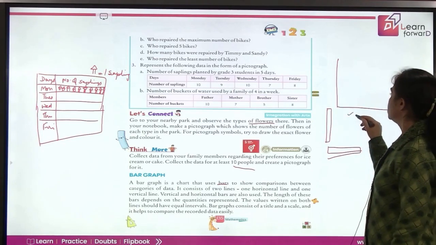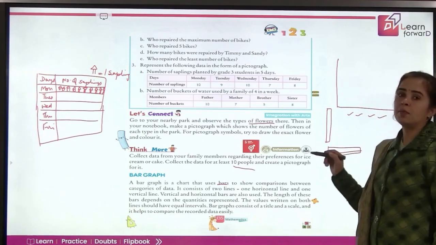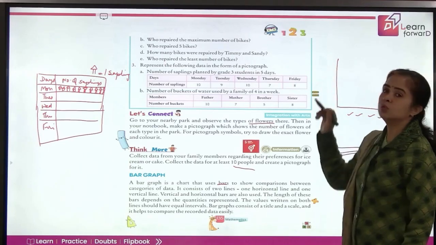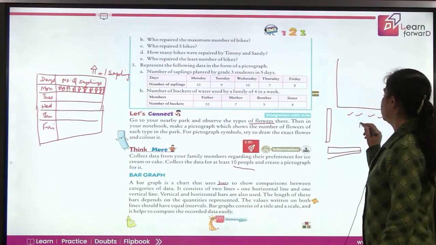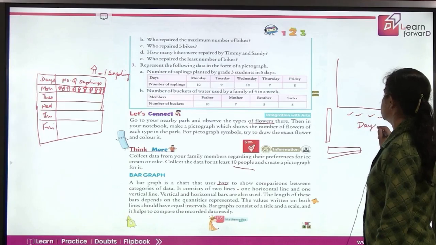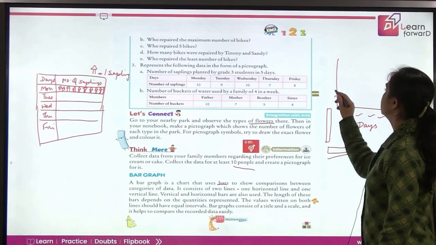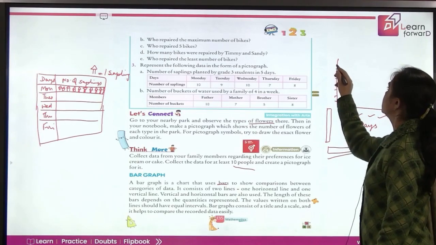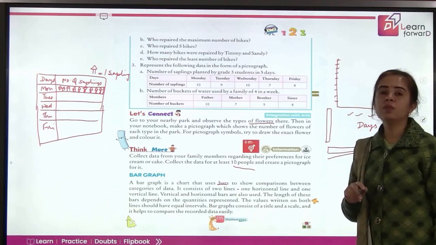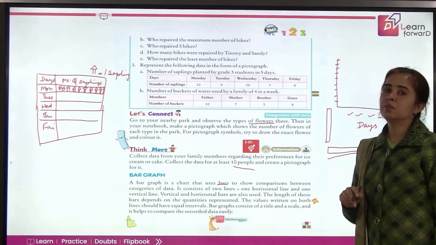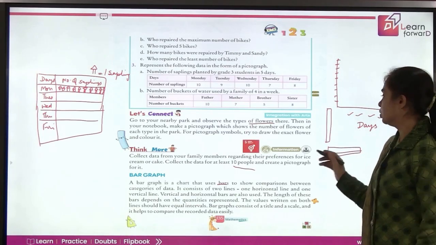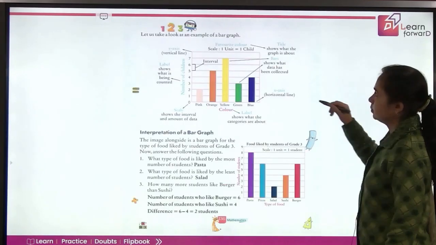Here you mention, suppose I am talking about days and the number of students present. So I'll be writing the days here and I'll be writing the numbers here so that I can find out how many students were present on each day. So let's see an example here.